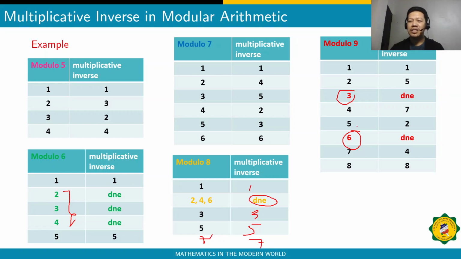Since the multiplicative inverse of 2 is 5, we can say that 5 is the multiplicative inverse of 2. Same with 7 and 4. And for 8, the multiplicative inverse is 8 itself, because 8 times 8 is 64, and we know that 63 is divisible by 9, so there is a remainder of 1. That's how to find the multiplicative inverse of a given number in a given modulo n for any natural number.